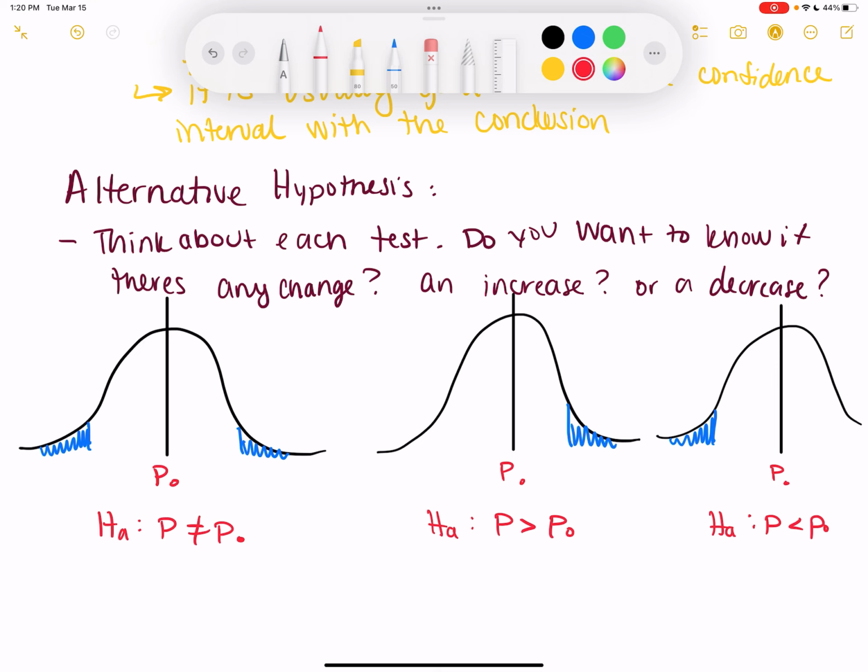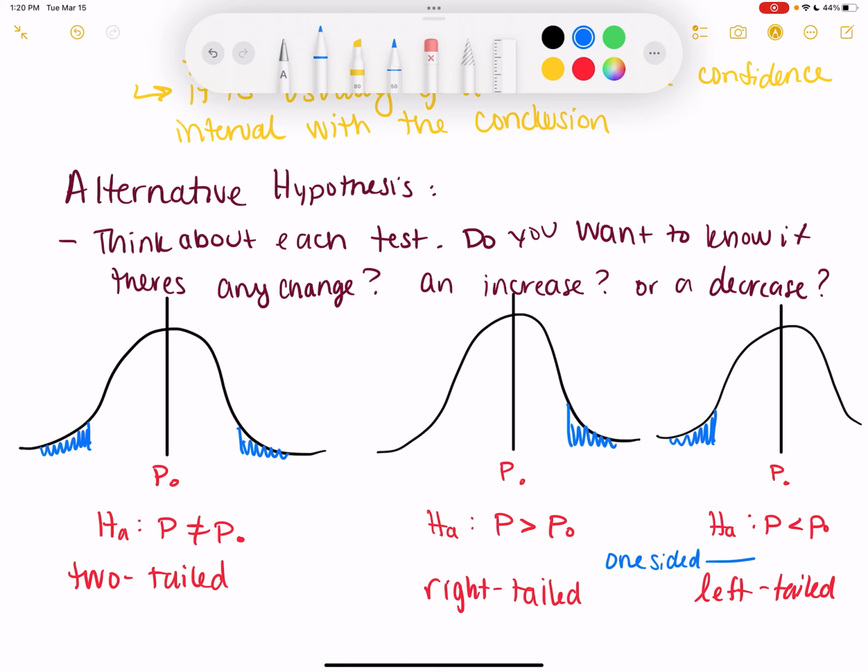The first one is what we call two-tailed. This one is called right-tailed. The next one's called left-tailed. These two are one-sided. The other one is double-sided. Two-tailed.